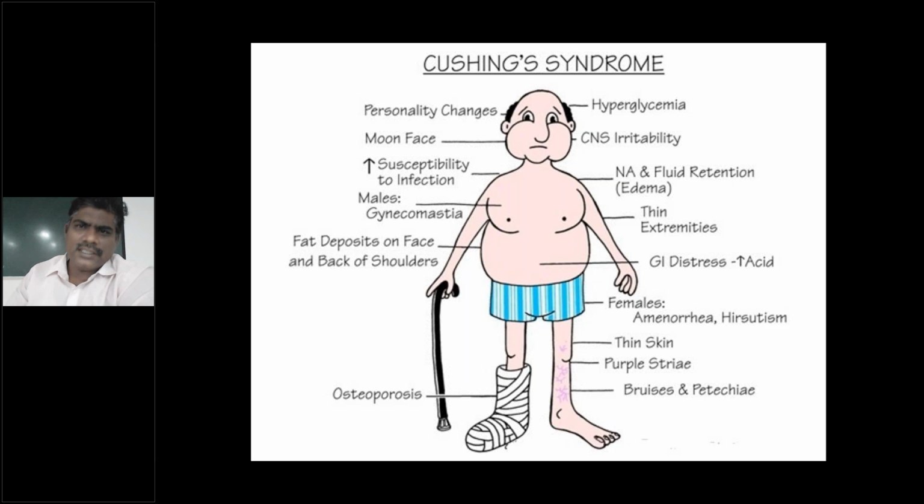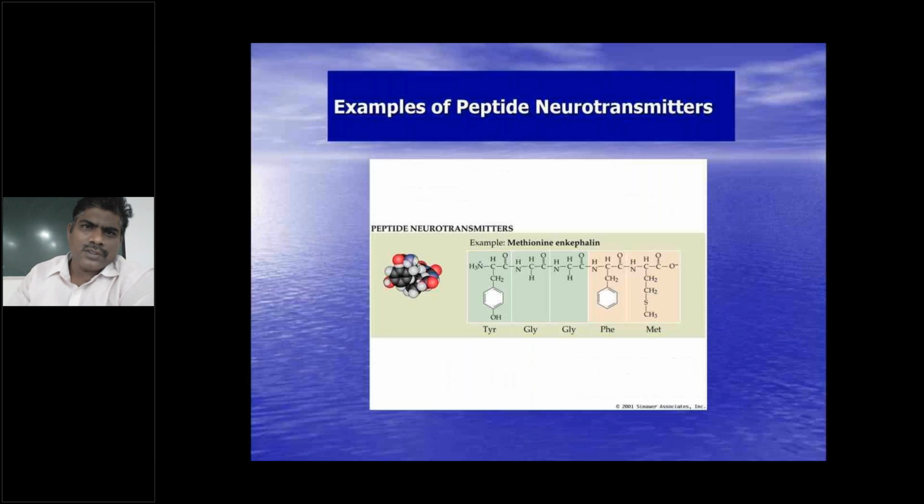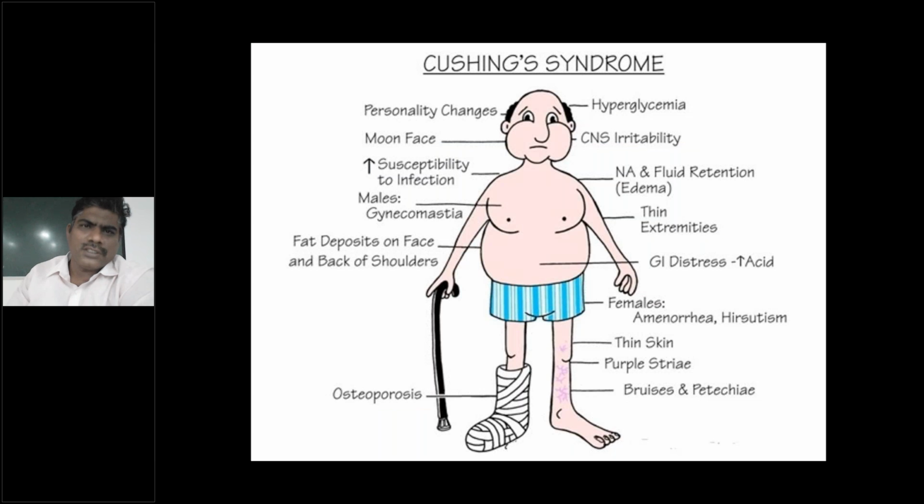In Cushing syndrome, there is increased blood glucose level, CNS irritability, personality changes, and moon face. There is increased susceptibility to infection, gynecomastia, fat deposition on the face and back of the shoulders, osteoporosis, purple striae, thin skin, bruises and petechiae, and in females amenorrhea, hirsutism, increased acidity, thin extremities, and fluid retention. These are all symptoms of excessive production of these hormones. So these are Cushing symptoms.